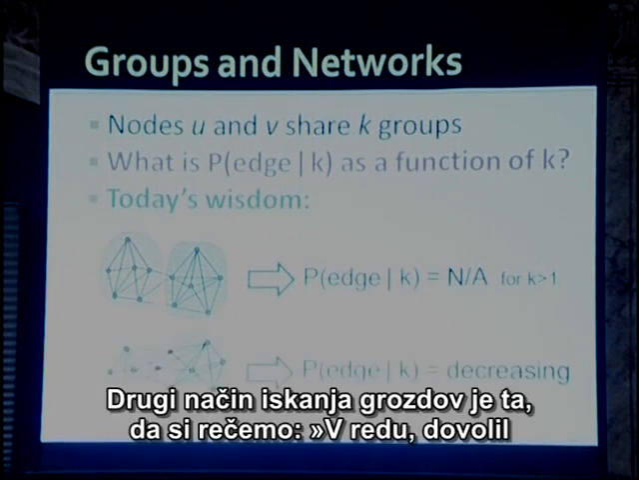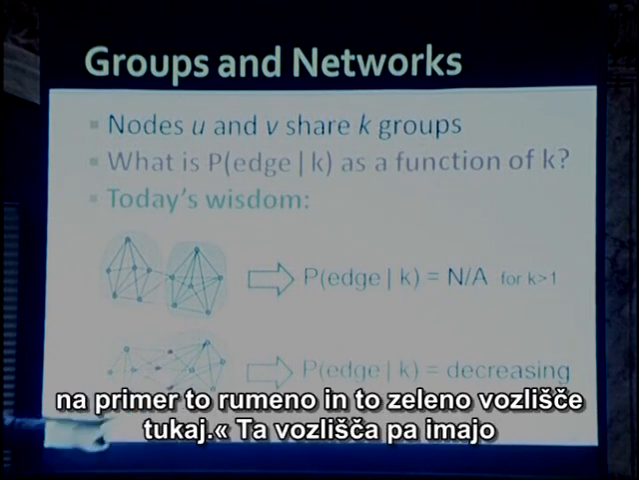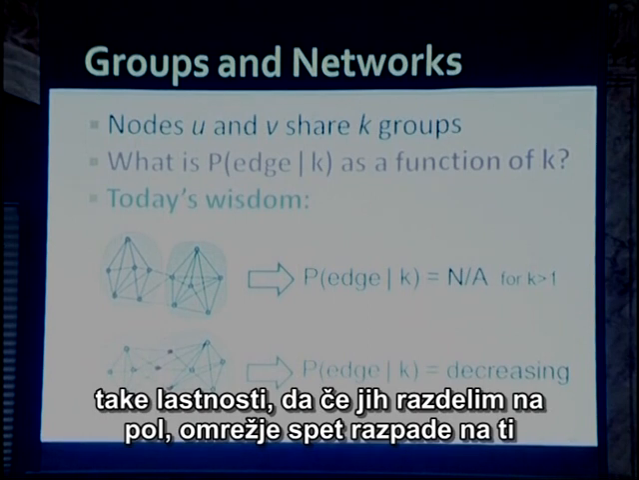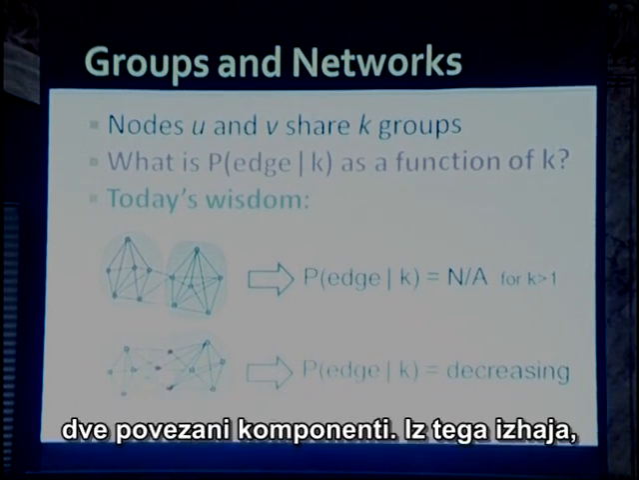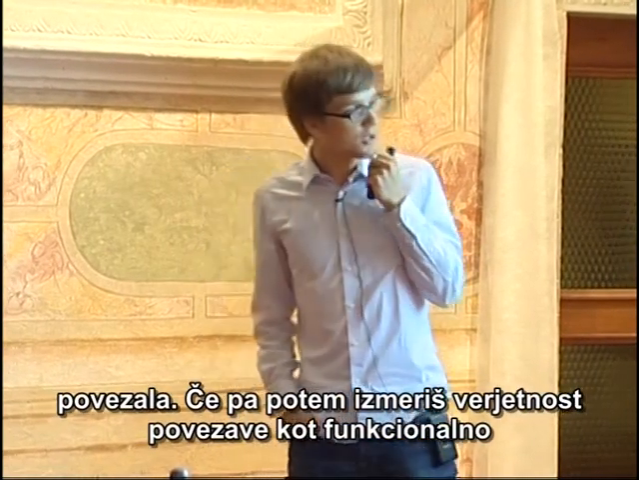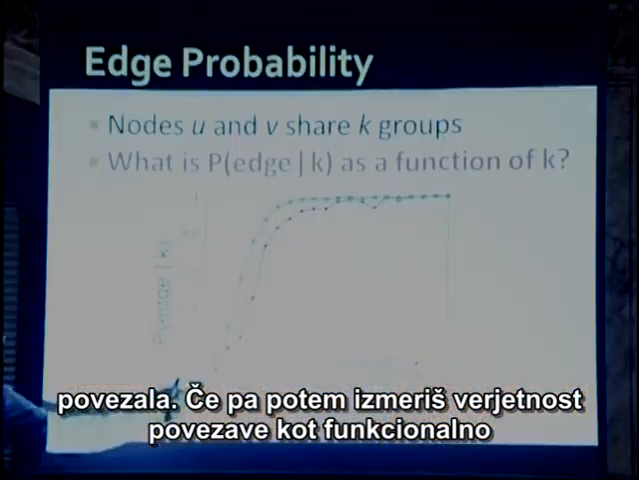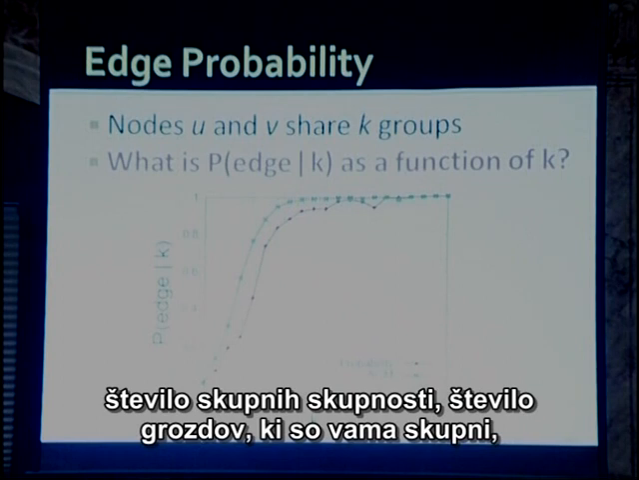The other way I can think about finding clusters in networks is to say, okay, I will allow these special nodes to belong to two clusters, the yellow one and the green one, but these nodes have such a property that if I split them in half, then the network falls apart again into these two connected components. So really what this is saying is that the more cluster memberships you have in common, the less likely you are to link. Very counterintuitive. And if you go and measure the probability of a link as a function of the number of common cluster memberships you have, of course it goes up.